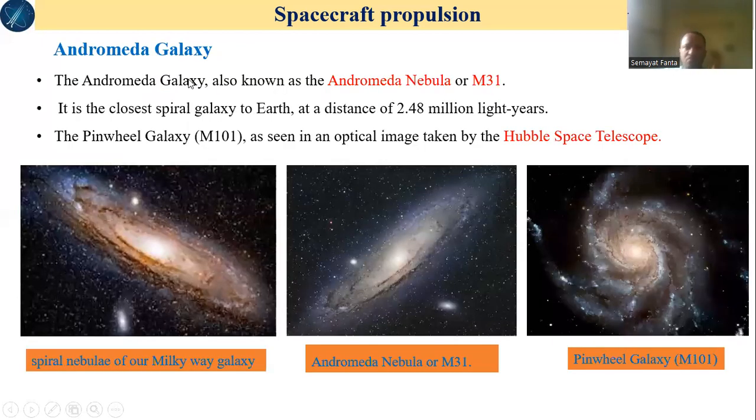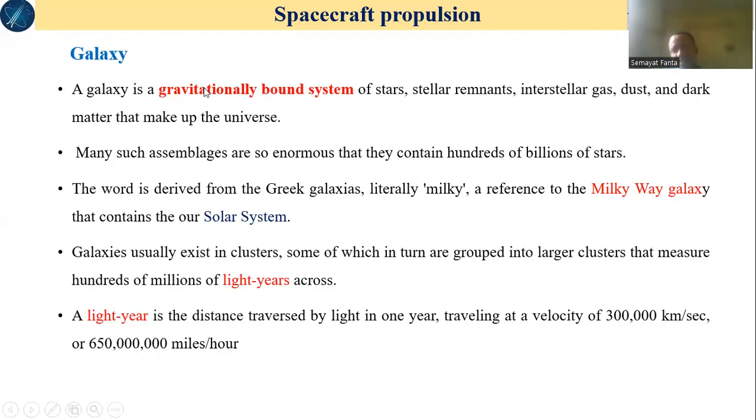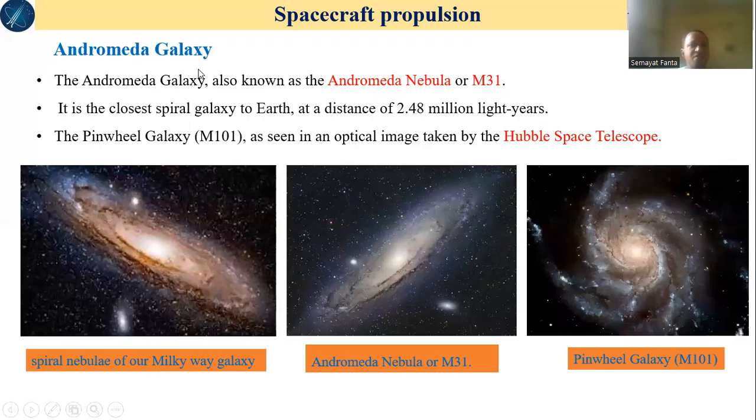So Andromeda galaxy is the nearest galaxy to the Milky Way galaxy actually. The Milky Way galaxy contains our solar system. So the nearest galaxy, another nearest galaxy is Andromeda galaxy.